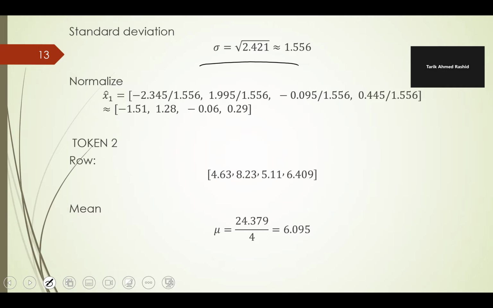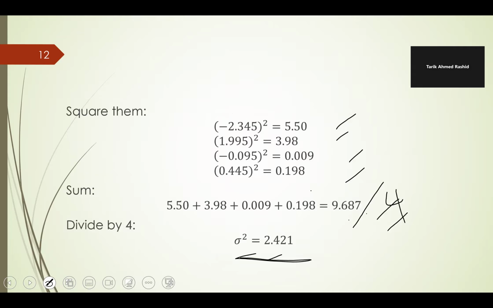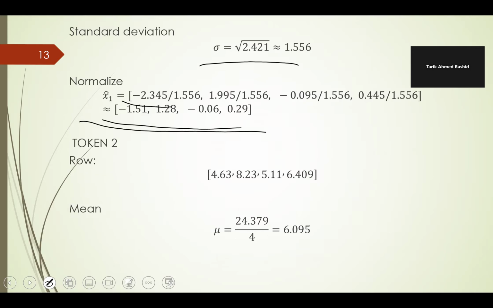Now we divide the observation minus mu by the standard deviation, and we will get the first row normalized. So how we get this value, minus 2.345, it is actually this one minus 2.3. So the value x minus mu, that's how we get this value. Now divided by the standard deviation, we will have the first row.